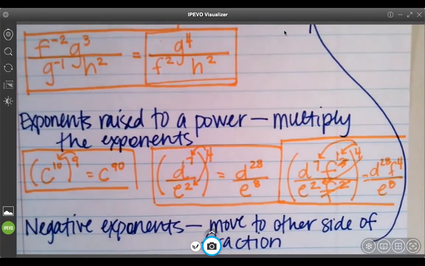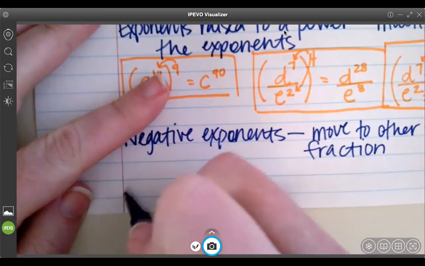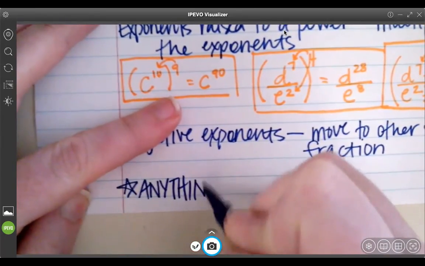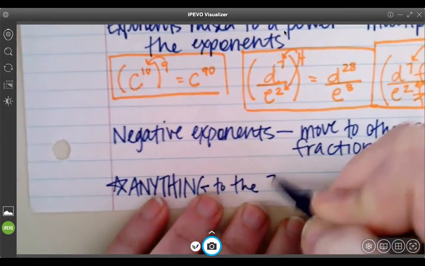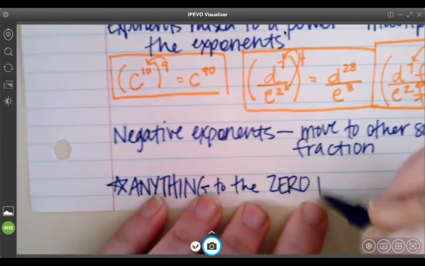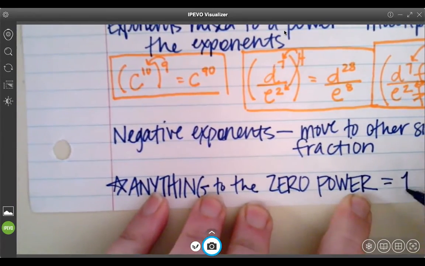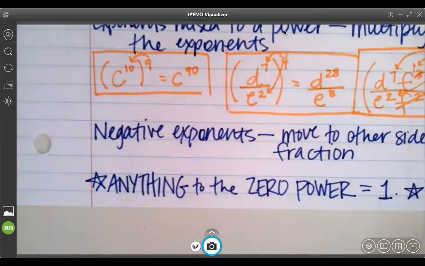And then the only other little thing is the 0 power. So I'm going to put kind of a star. Anything to the 0 power equals 1. Anything. And we actually saw that as well.